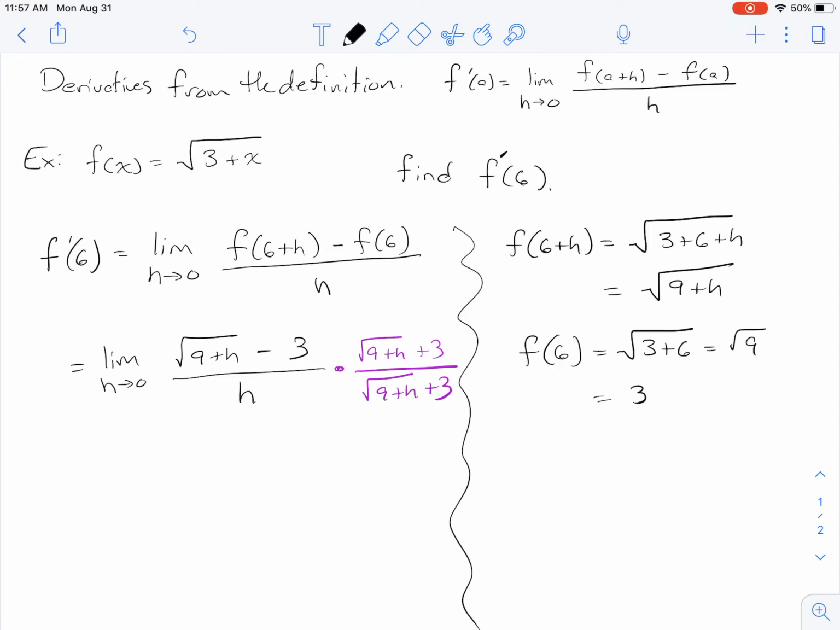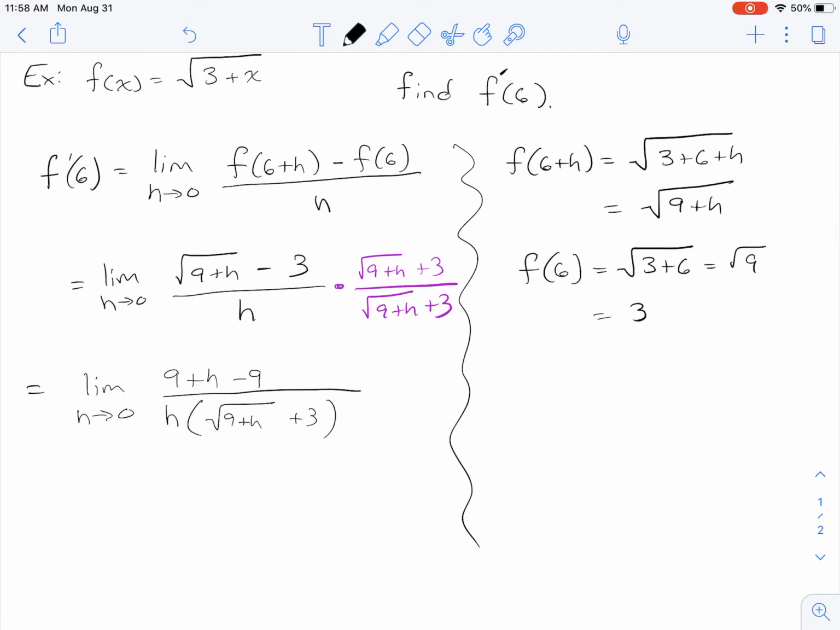All right, so when I multiply that out on top, this and this together give me just 9 plus h, and I've still got my limit. When I multiply this times this and this times this, we get the same thing but with opposite signs, so those cancel. When I do the last, I get minus 9. On the bottom, I've got h times the square root of 9 plus h plus 3. And so I can cancel these 9s.